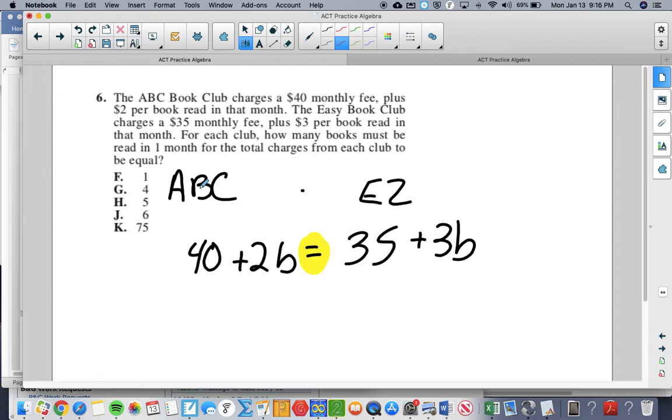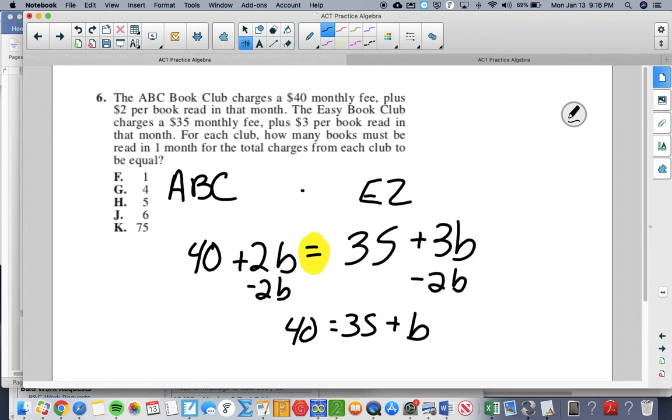Get b to one side. So I'm going to take away these 2 b's, but then I need to do it to this side as well. So 40 equals 35 plus 1b, because 3b minus 2b is 1b. And then we just subtract 35, and you get 5 equals b. So after 5 books, the values will be equal.